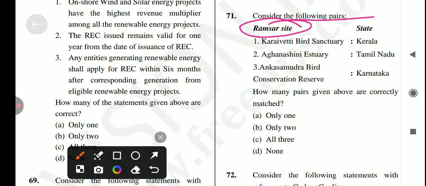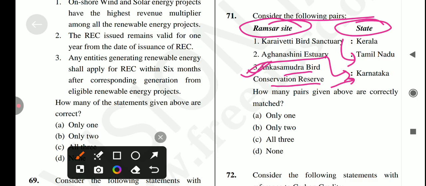First is Ramsar site and another one is state. Okay, so first is Karavati bird sanctuary, which is located in Kerala. Is it true? No, it's not a correct statement because this is in Tamil Nadu. And next one is Aghanashini Estuary, where is this located? This is located in Karnataka. And Ankasamudra Bird Conservation Reserve, where is this located? This is also in Karnataka. Okay, so answer is option number A. Only one is correctly matched, which is option number 3.